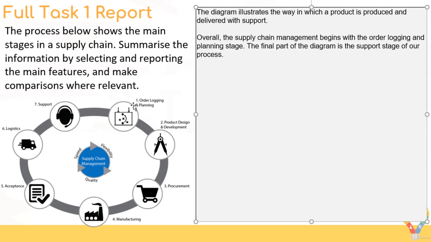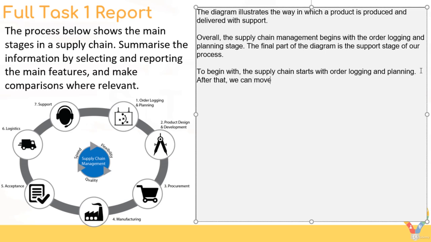So our first group is stages 1 to 4. And quite simply, to begin with, the supply chain starts with order logging and planning. Okay, so then we can use our next sequencing word, our time opener. After that, we can move on to the product design and development stage. Okay, so I'm trying not to use stage too often in my writing or it will become very repetitive.